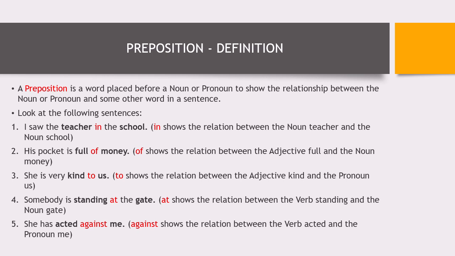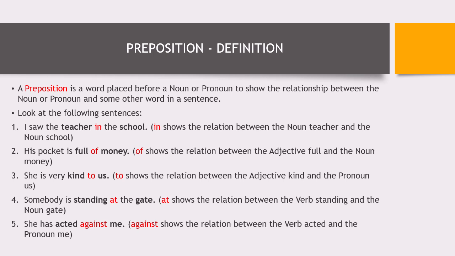Preposition. Definition. A preposition is a word placed before a noun or pronoun to show the relationship between the noun or pronoun and some other word in a sentence. Look at the following sentences. 1. I saw the teacher in the school. In shows the relation between the noun, teacher, and the noun, school.